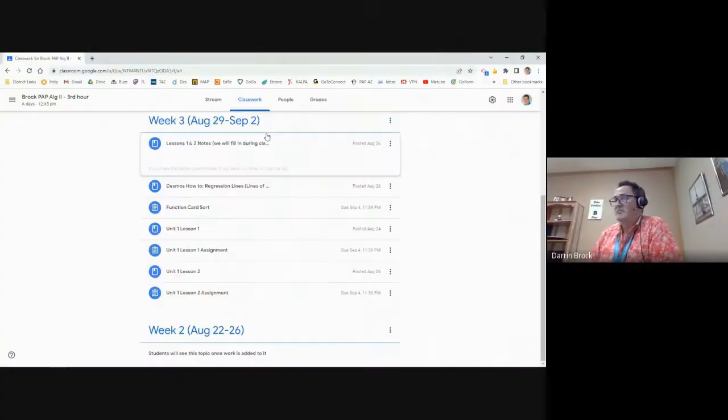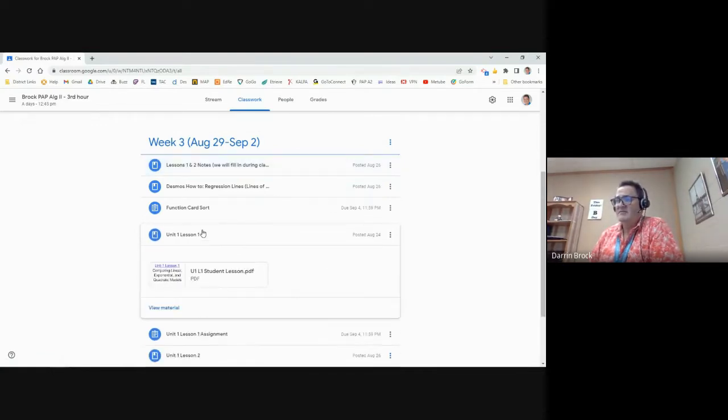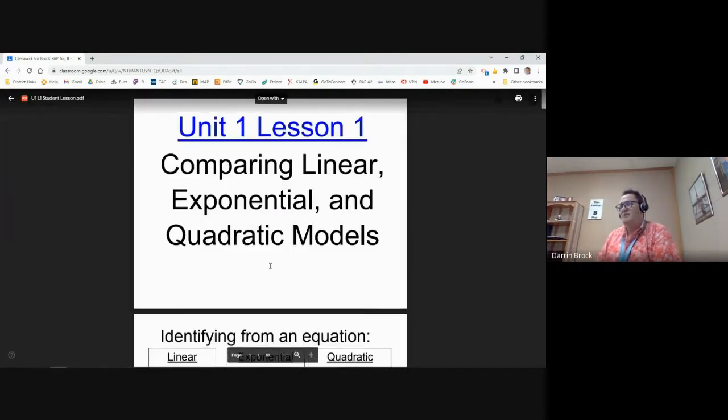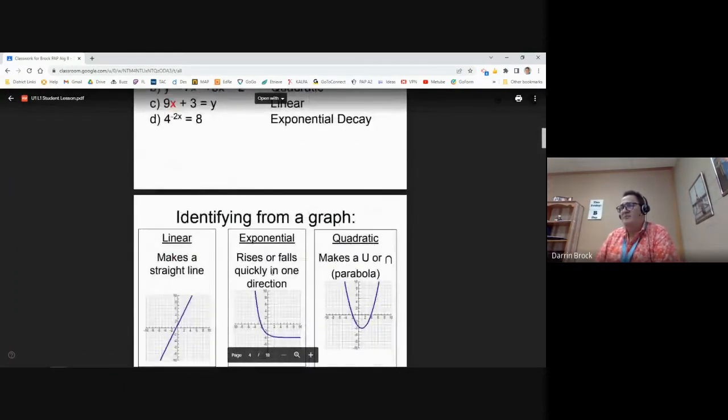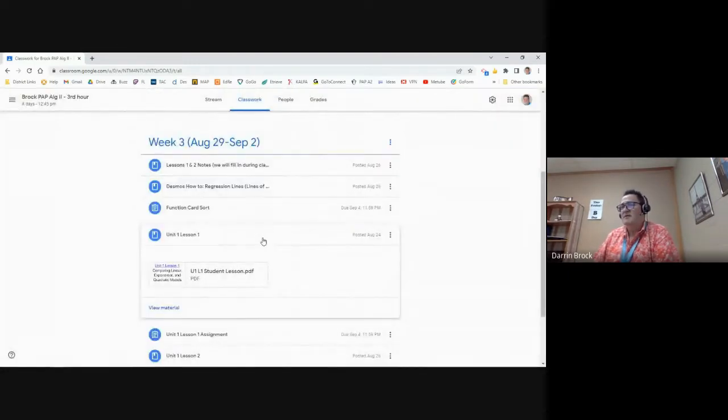Needs to come in later. But here's all the stuff this week. Here's the lesson for Unit 1, Lesson 1. You can click on that, and I'm not going to go through all this with you. This is for you to read and go back and refer to. It's got all the notes you need for there.